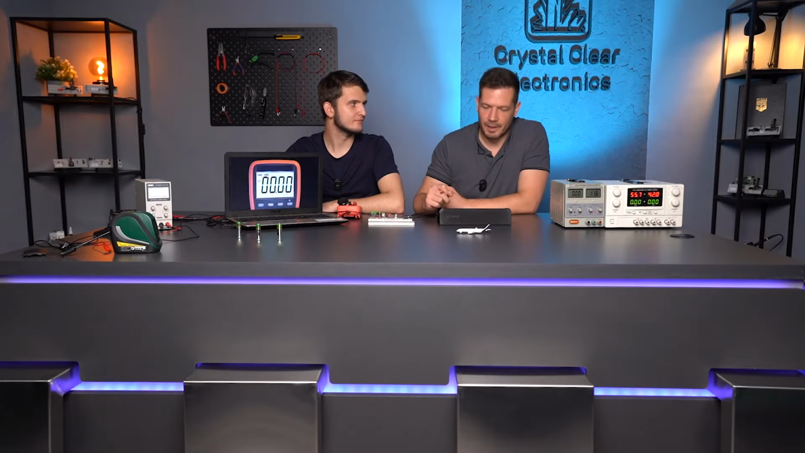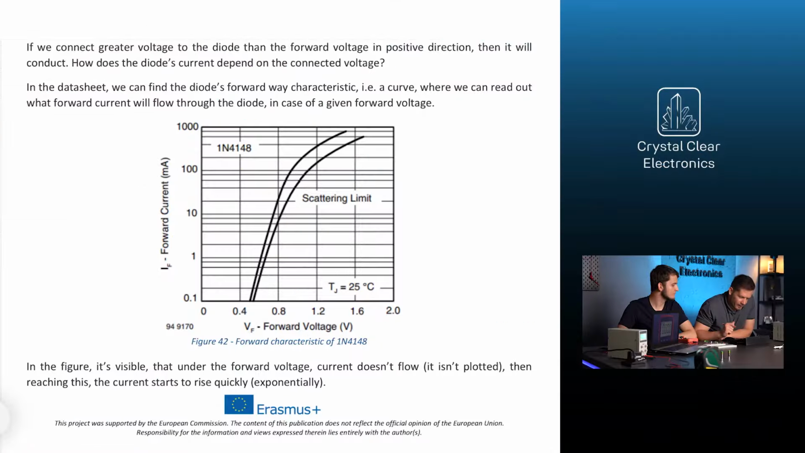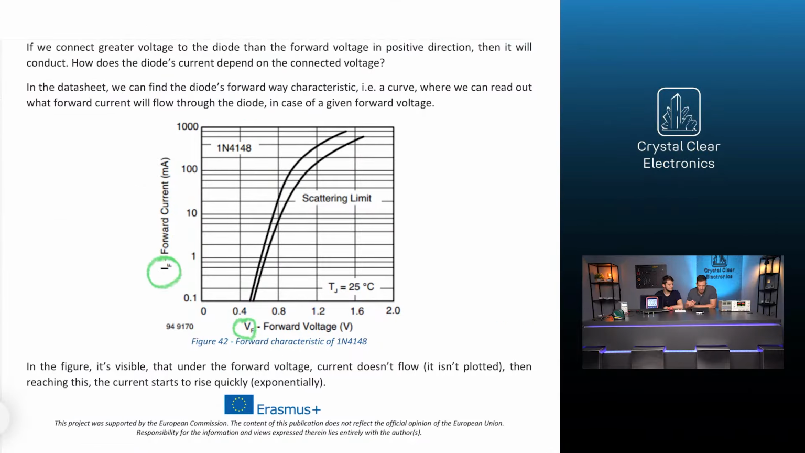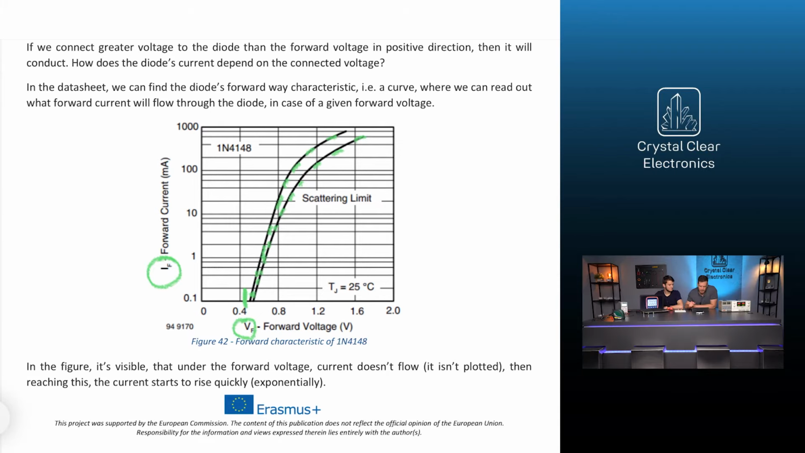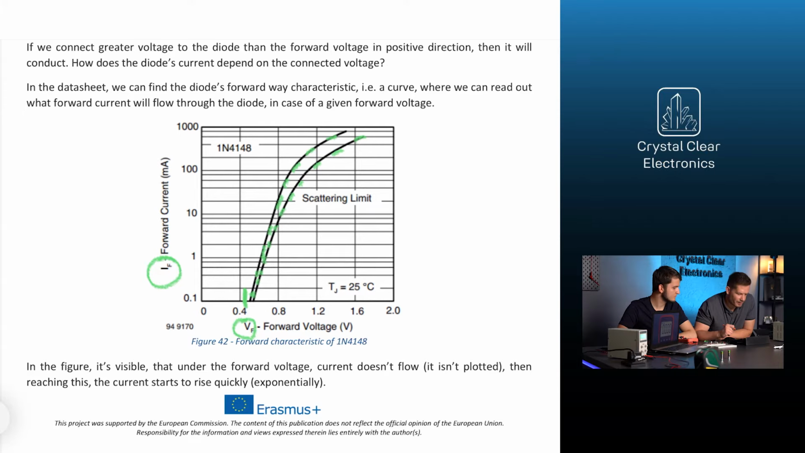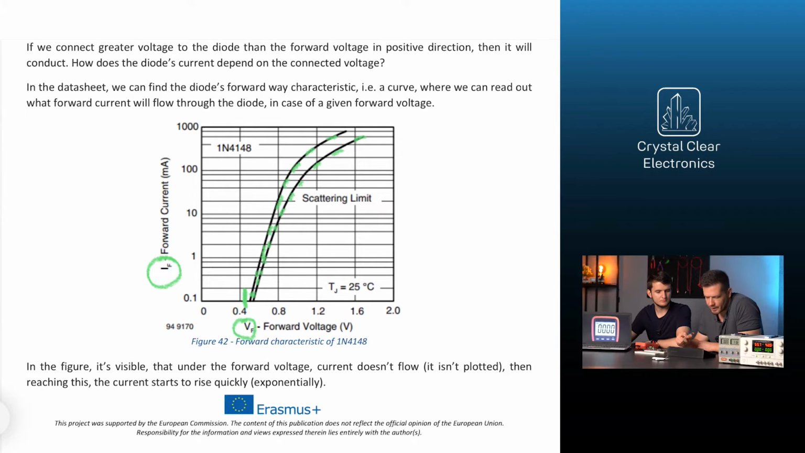Let's look at the diagram that is available to us here. This shows the diode's forward characteristics. If we connect greater voltage to the diode than the forward voltage in positive direction, then it will conduct. How does the diode's current depend on the connected voltage? In the datasheet, we can find the diode's forward way characteristic, i.e. a curve where we can read out what forward current will flow through the diode in case of a given forward voltage.